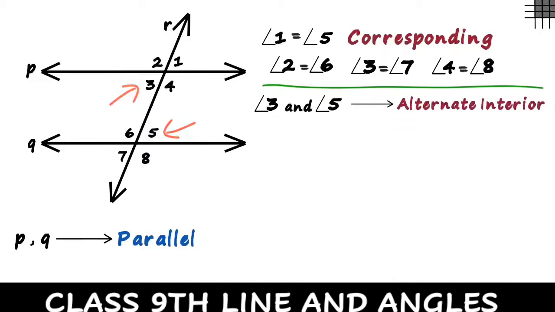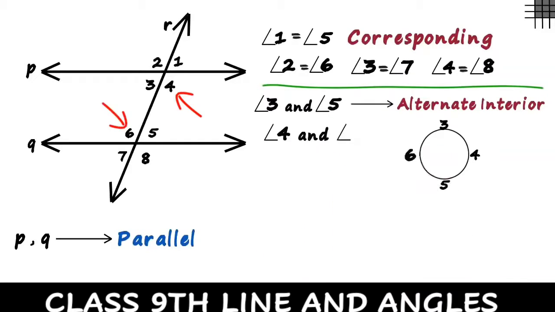We know why they are called interior, but why exactly are they called alternate? If we have a round table with numbers 3, 4, 5 and 6 around it, then 5 is alternate to 3. That's because after 3, you skip one position and take the next. Similarly, 6 will be alternate to 4. In this diagram as well, to find alternate of 3, we skip one position and take the next, which is 5. And similarly, angle 4 and angle 6 are also called alternate interior angles.